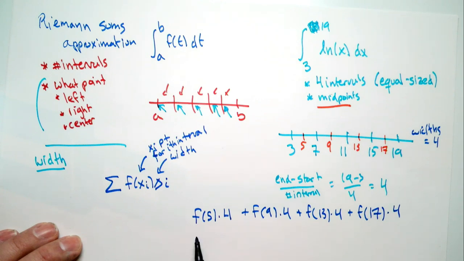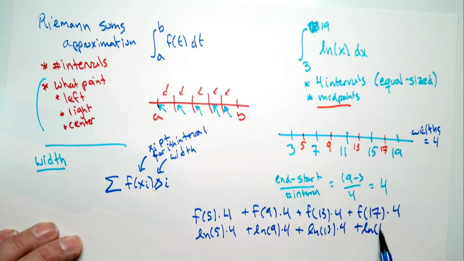And what's our function? It's the natural log. So natural log of 5 times 4, plus natural log of 9 times 4, plus natural log of 13 times 4, plus the natural log of 17 times 4. And that's our answer.